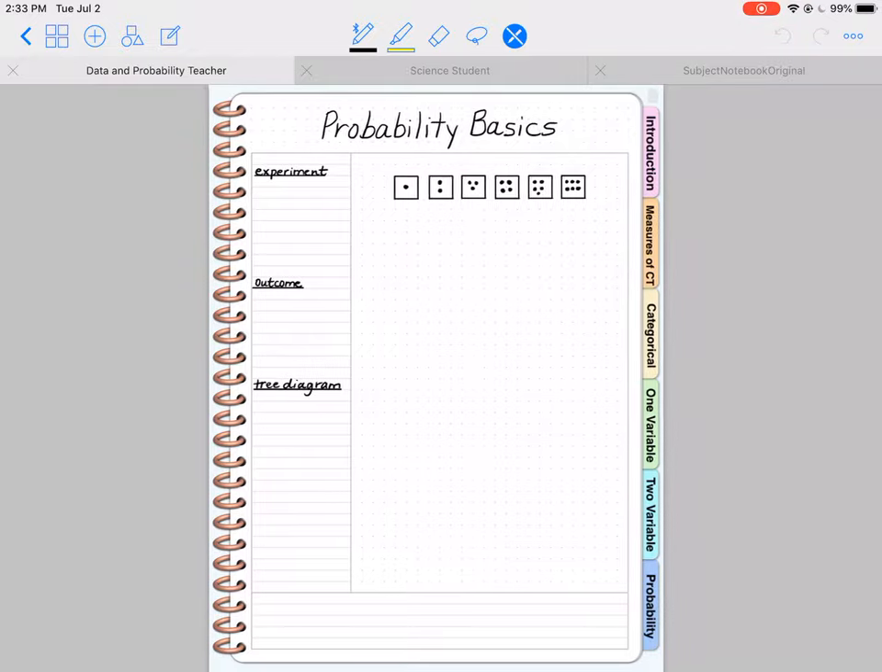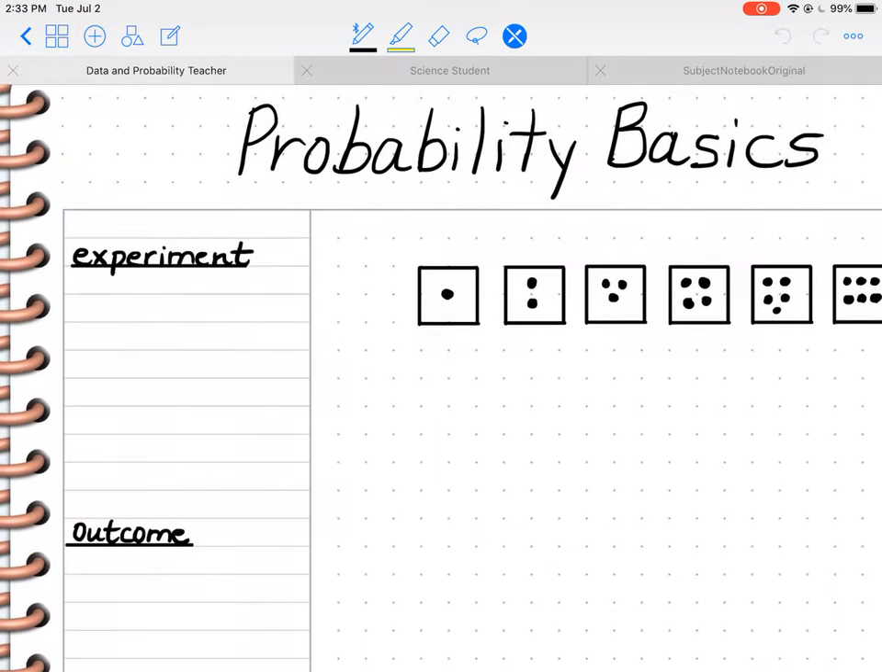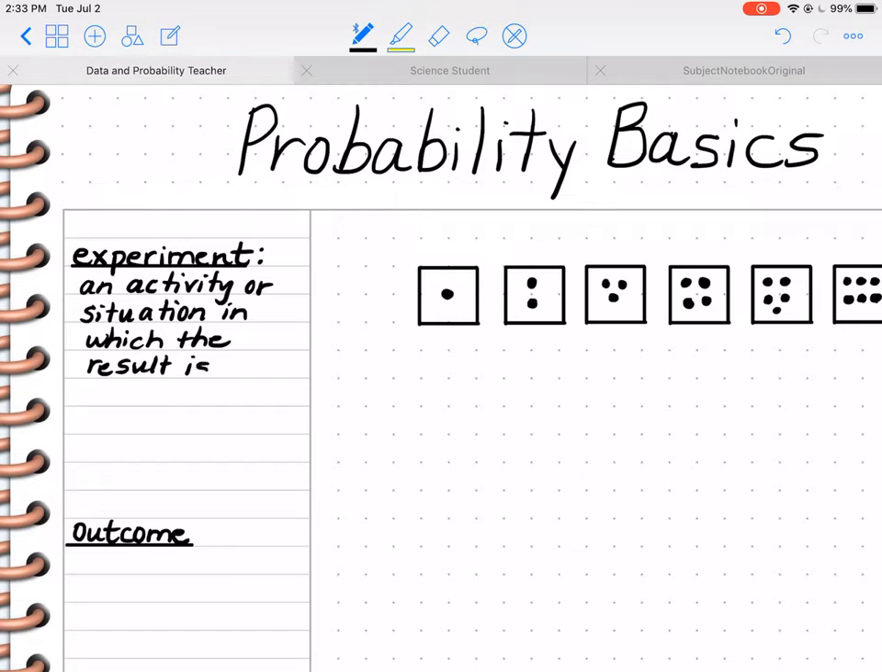And the first thing I want to do is to give you some definitions of these terms that we will use over and over. And the first one is experiment. An experiment is an activity or situation in which the result is uncertain. And you've probably heard this word before, experiment. Scientists do experiments all the time. It's an activity or situation in which the results are uncertain.